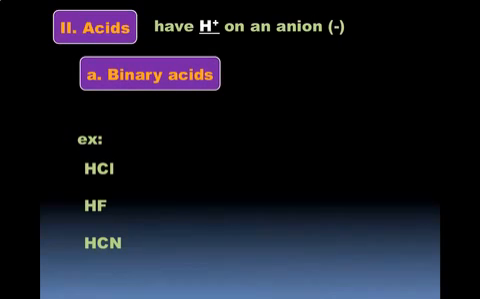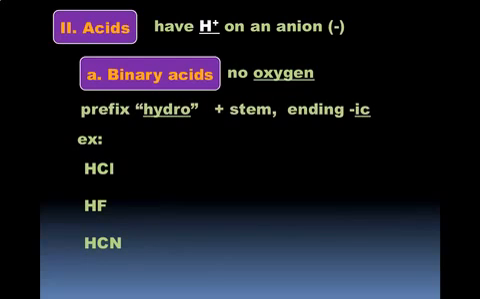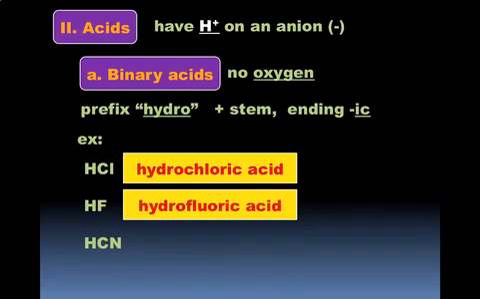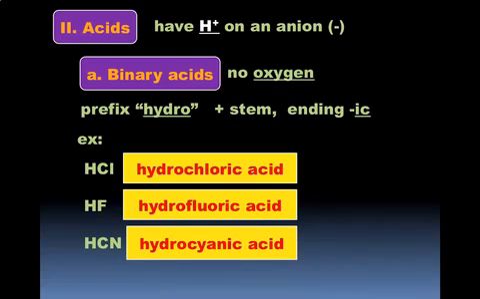The first type is called binary, and it basically means that there's no oxygen in the acid. To name these, you write hydro, and then the stem, and then it ends in IC, and then you add acid. So, for instance, this one has a chlorine in it, so the stem is chlor, so it's hydrochloric acid. So the hydro in front of the stem, the IC on the end, and then acid. The next one is fluorine, so this is hydrofluoric acid. The next one is cyanide, so it's hydrocyanic acid.